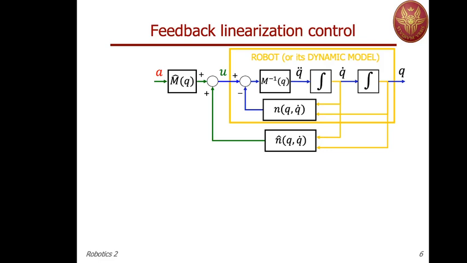So we will consider that we have in fact a good estimate of q dot. And with q and q dot, we compute the terms N. And of course, I'm using N hat because this is something that you compute in your control software code. And we generate then the torque u as the sum of this term and of a new signal, which I call a in red, which is pre-multiplied by the inertia matrix evaluated again at the current configuration.